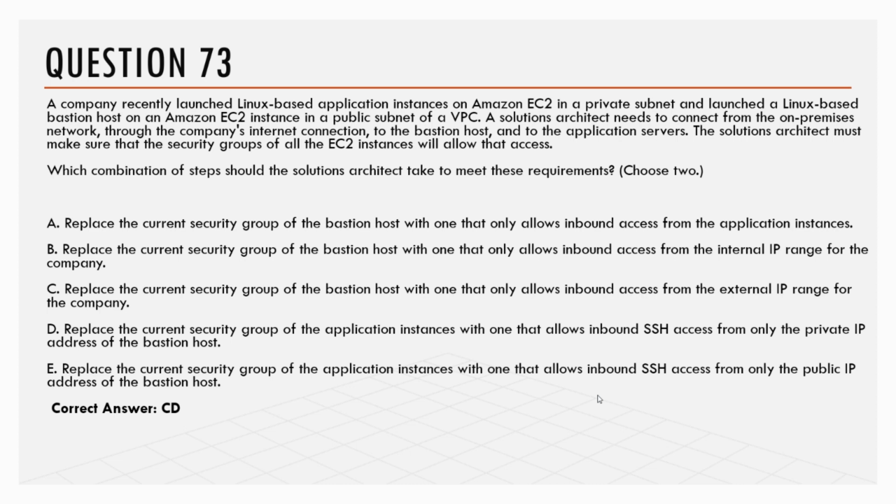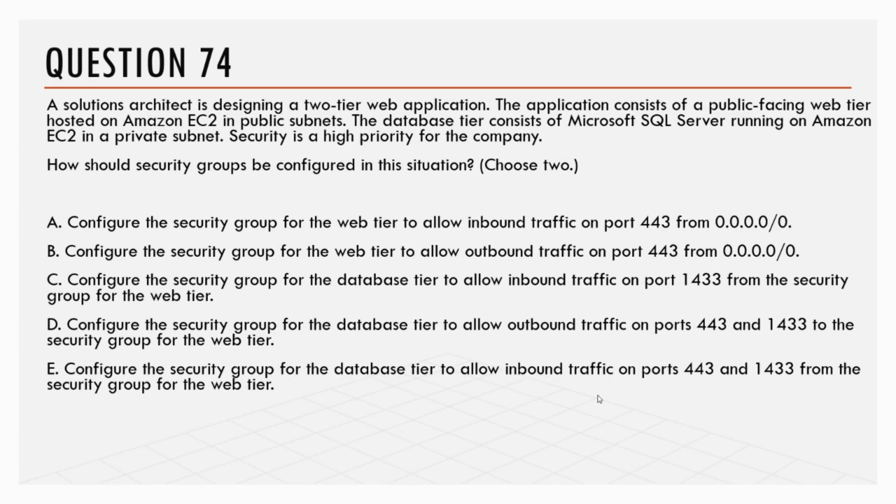Option C, replace the current security group of the Bastion host with one that only allows inbound access from the external IP range for the company. Option D, replace the current security group of the application instances with one that allows inbound SSH access from only the private IP address of the Bastion host. Now let's move to the next question, question number 74.